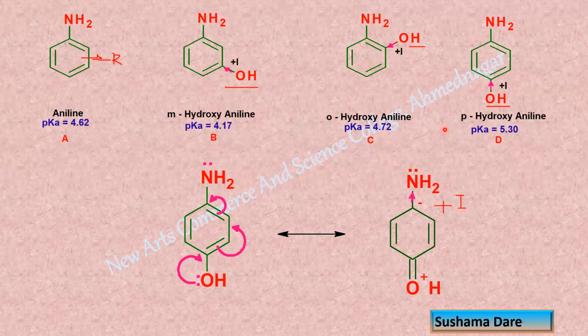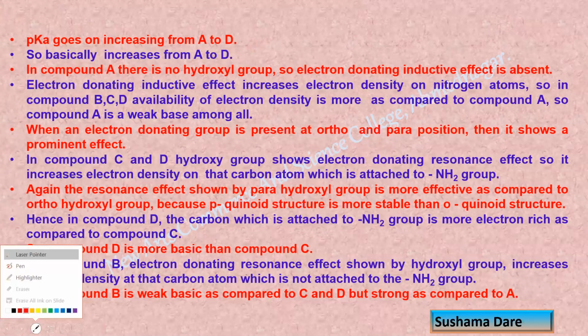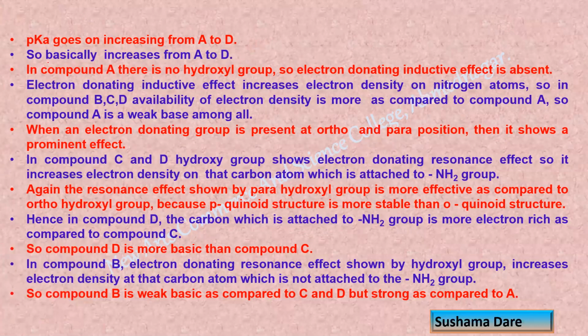So as you increase the plus I effect, automatically the availability of electron density on the nitrogen atom increases. Hence, that increases the capacity of donation of electron density. Hence, this acts as a strong base. So pKb goes on increasing from A to D. So basicity increases from A to D. So you correct this one. That is basicity. So you correct this as basicity increases from A to D.